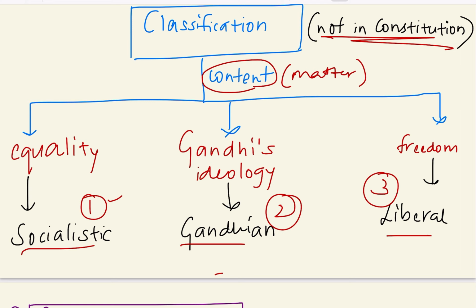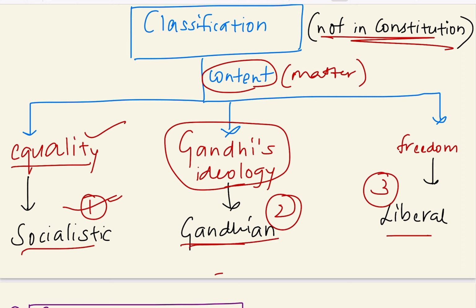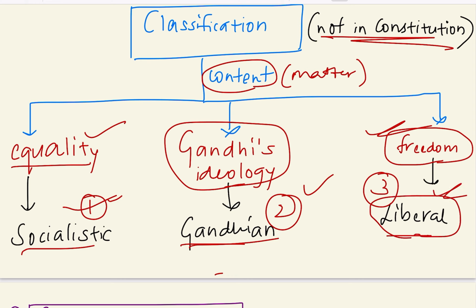If the content is promoting equality, such directive principles are classified as socialistic principles. If the content is promoting Gandhi's ideas, then such principles are classified as Gandhian principles. And if the directive principles are promoting the freedom of communities, then such principles are called liberal principles. So this classification of DPSP, we must know, is nowhere mentioned in the constitution. It is just based on the content or the matter that these principles are providing for.